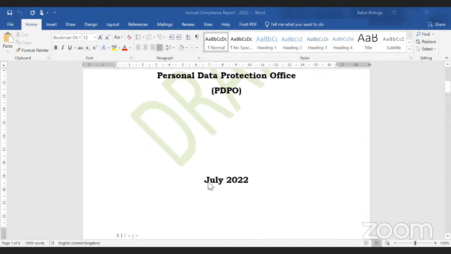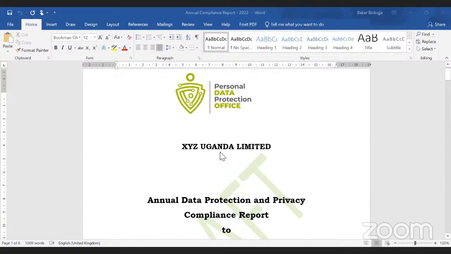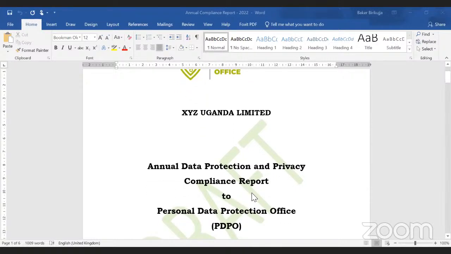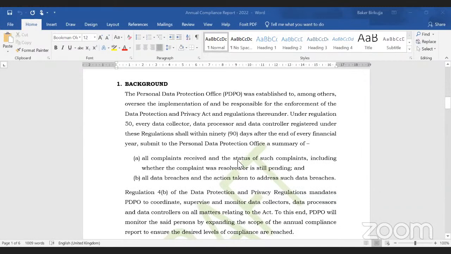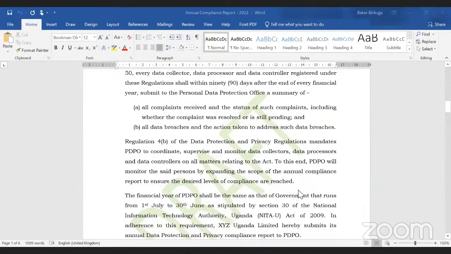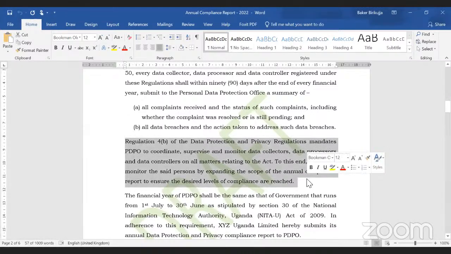I've used this as a placeholder, so it will have the name of the entity. For discussion purposes, we're going to use XYZ Uganda Limited. So, annual compliance report submitted to PDPO, and then the month. Giving the background, within the regulations, two areas are highlighted which you're supposed to talk about within the report. That is the complaints that you've received and the state at which they are, and also the breaches. But within this preamble or background, we've gone ahead to say that the law requires us, specifically under regulation 4B, to coordinate, supervise, and monitor data collectors and processors.